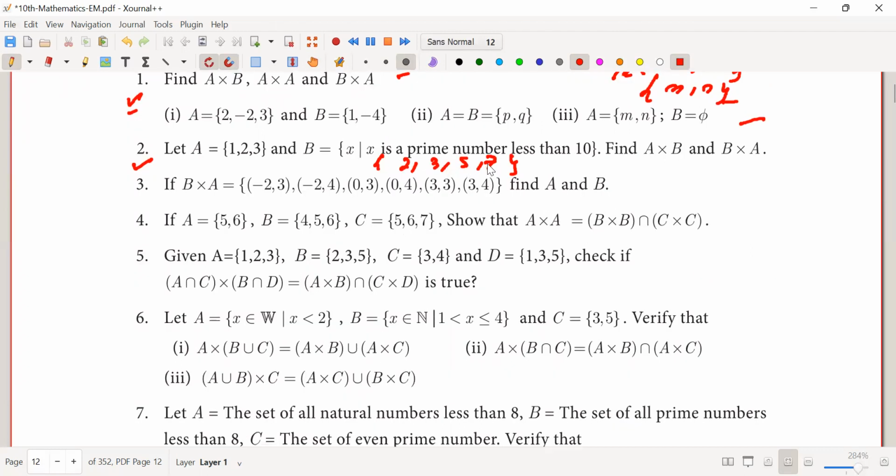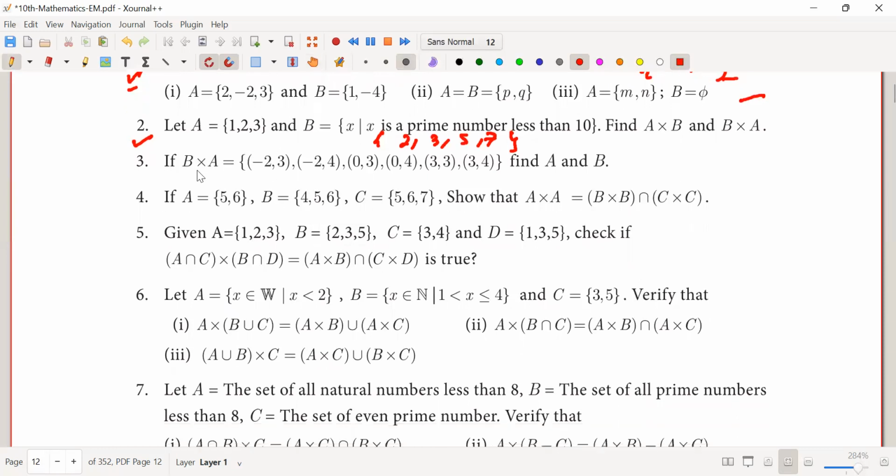Check this one. So 2, 3, 5. How many terms would you have? 3 terms and 4 terms. So 3 into 4, 12 ordered pairs you'll be getting. And here also 12 ordered pairs, but in a different order. Right? Then B cross A is given. Find A and B. What would be A?